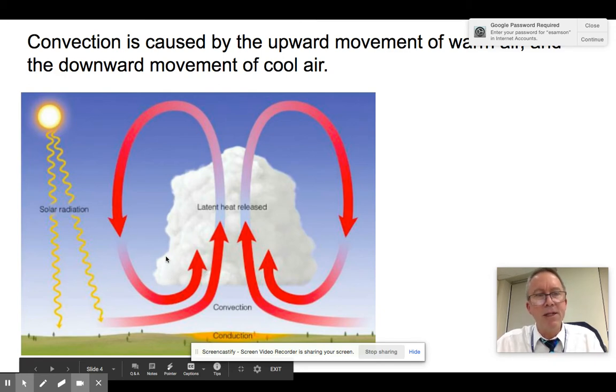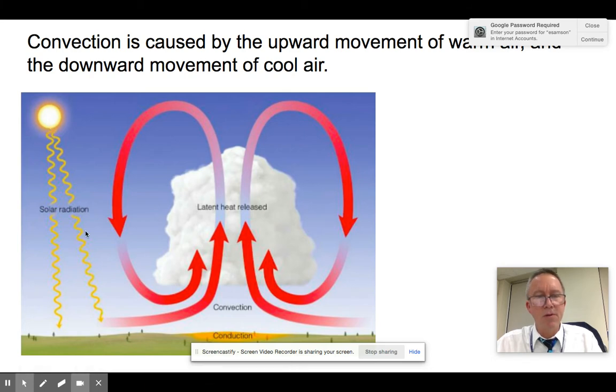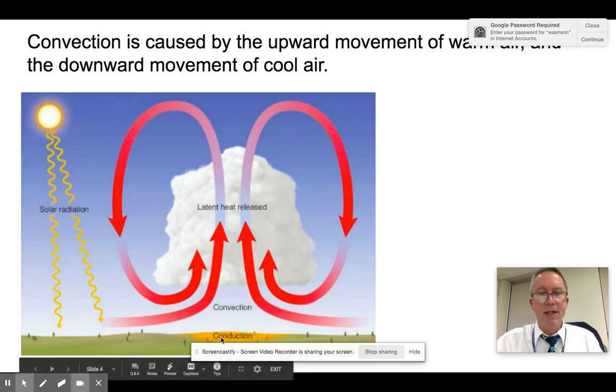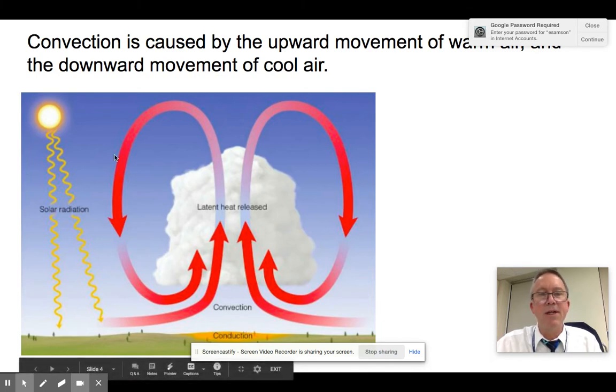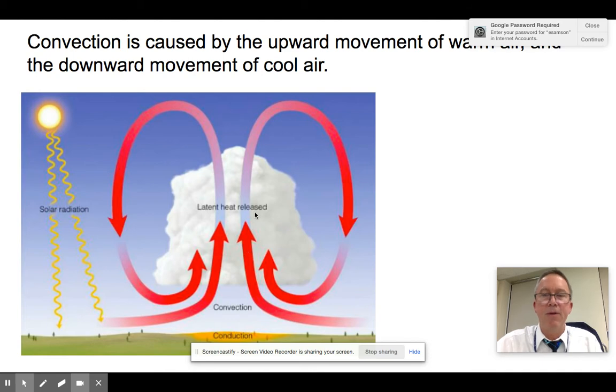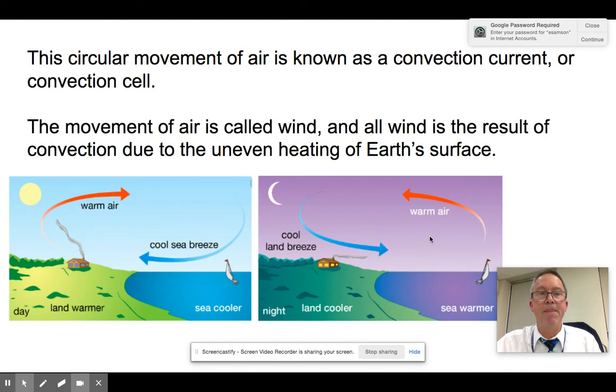All right, and so basically, it's all predicated on solar radiation causing the ground to get hot. Conduction between the atoms in the ground and the atoms of the air heats them up, they become less dense, and they move upwards. Now, latent heat release is something we'll talk about in a minute. But for right now, let's just worry about this circular movement that we get. It's called a convection cell. So as long as there is an area that is warm, we're going to get this circular pattern of wind around it. And this actually happens in 3 dimensions. So we call this a convection cell.